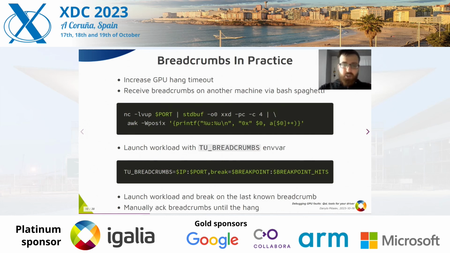Then we launch the workload and wait until the hang. Now that we have the last breadcrumb value, we reboot the testing machine and relaunch the workload with a breakpoint just before the last breadcrumb. Then we manually step through breadcrumbs until we have a hang.